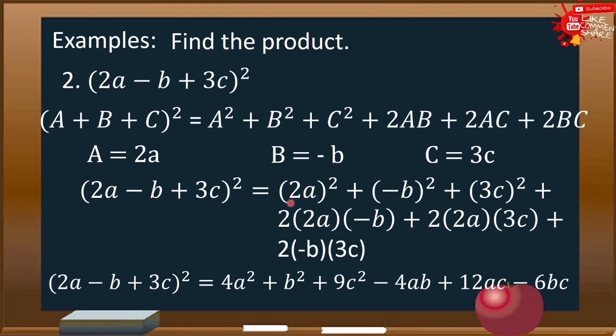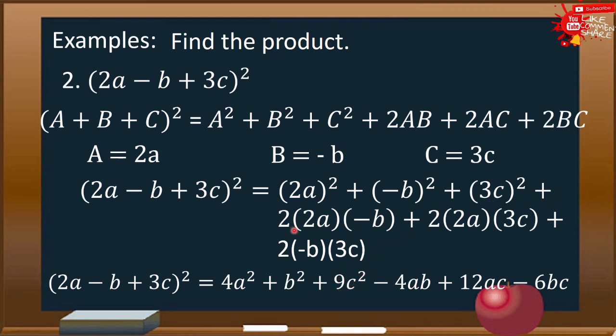squared. So the simplified form of the square of 2a, so it means 2a times 2a. So we have 4a squared. Then we have here plus the square of negative b. So negative b times negative b, which is positive b squared. So that's why we have here plus b squared. Then positive 3c squared, or the square of 3c is 3c times 3c, which is positive 9c squared.